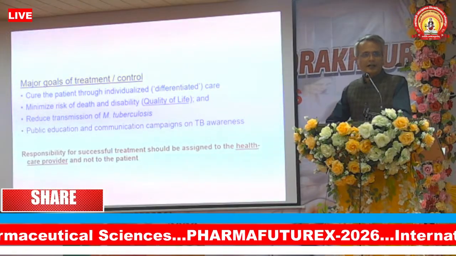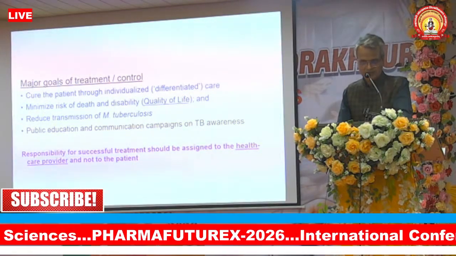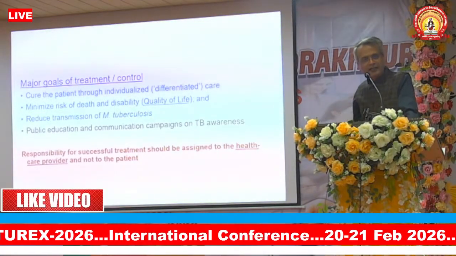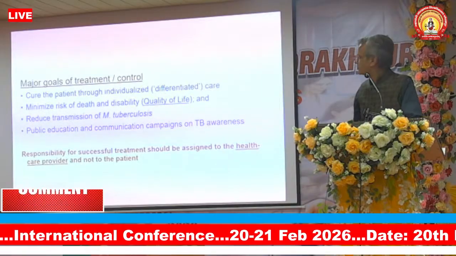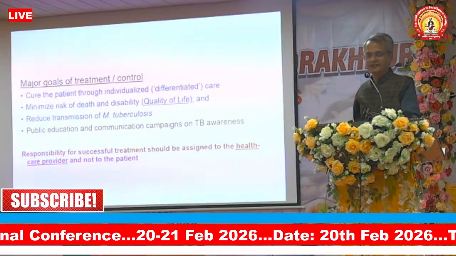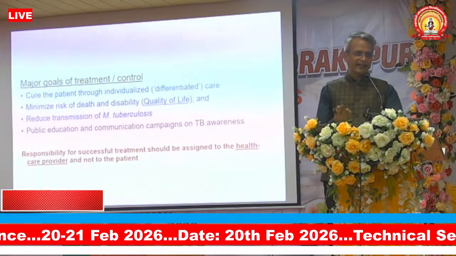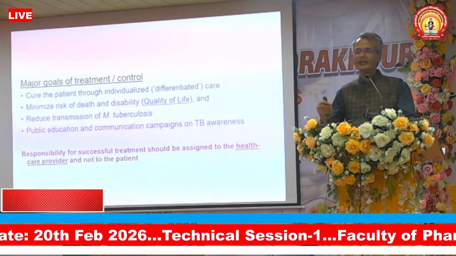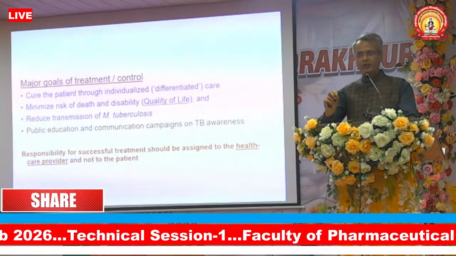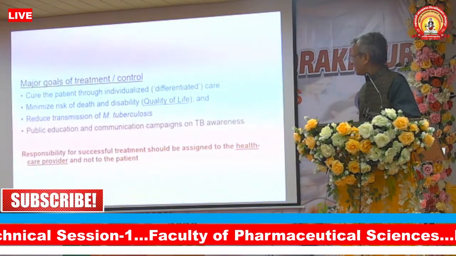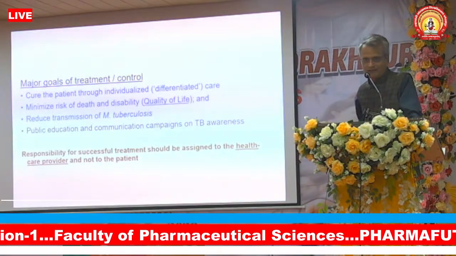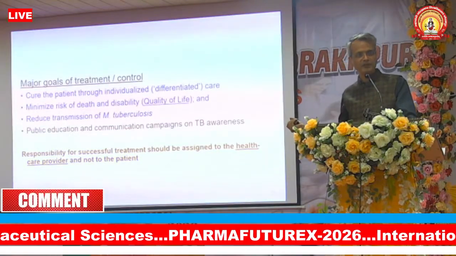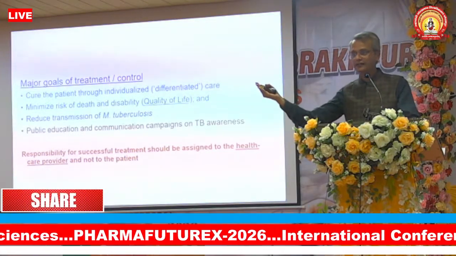So now here comes the role of Sarkar, the government, the policies, right? So what policies do we have? So there are TB control programs, and they are aimed at curing the patient through individualized treatment. Okay, so the patient can be an active case, an MDR case, or an XDR case. Accordingly, the patient has to be treated individually. Then you have to minimize the risk and the disability, and improve the quality of life. Okay, you have seen those pictures. You think about the quality of life.